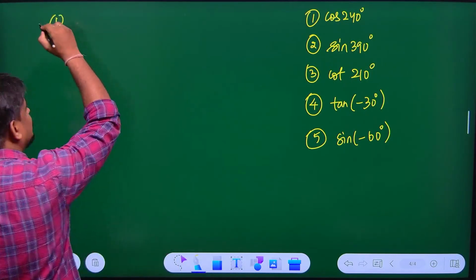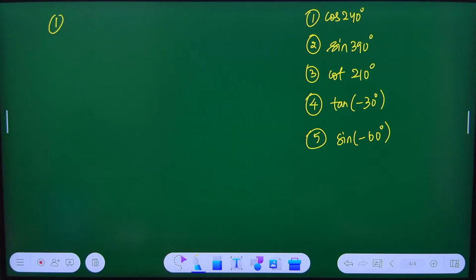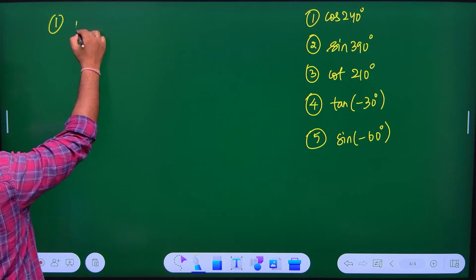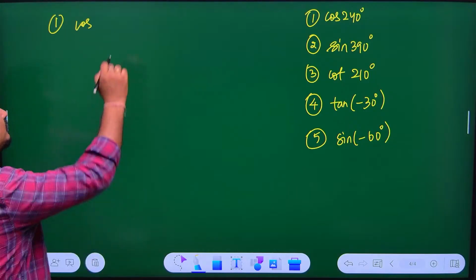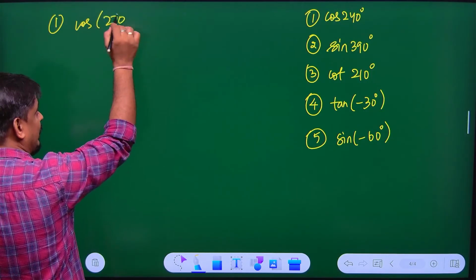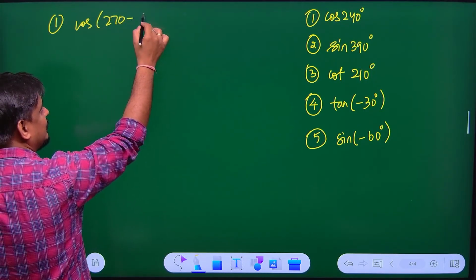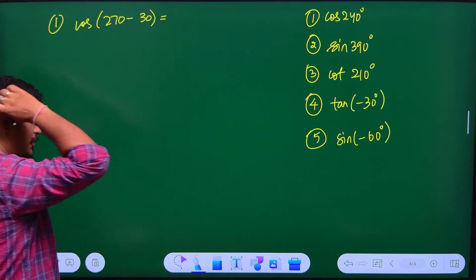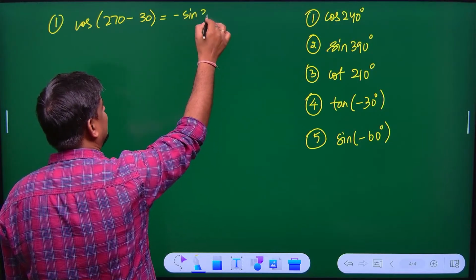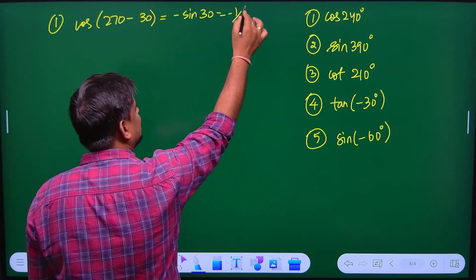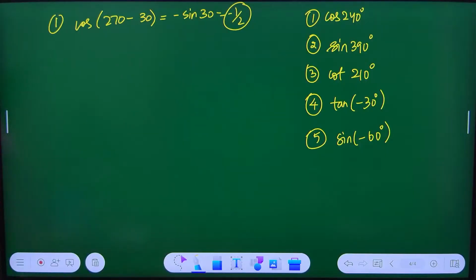So first question, Vishwanath, you will take. Tell me what is cos 240. Cos 270 minus 30, right? Then what did you write for this? Minus sine 30, which is minus 1 by 2, right? All of you got the same answer? If yes, you are right.